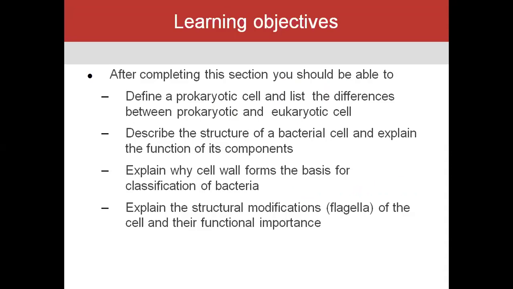So these are the learning objectives. After completion of this session, the student should be able to define what is a prokaryotic cell and list the differences between prokaryotic and eukaryotic cells. Describe the structure of a bacterial cell and explain the function of its components. And explain why the cell wall forms the basis for classification of bacteria, and explain structural modifications such as flagella of the cell and their functional importance.